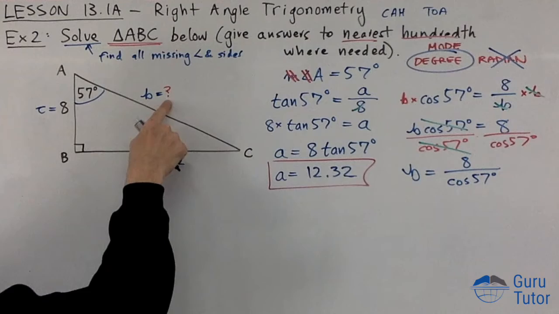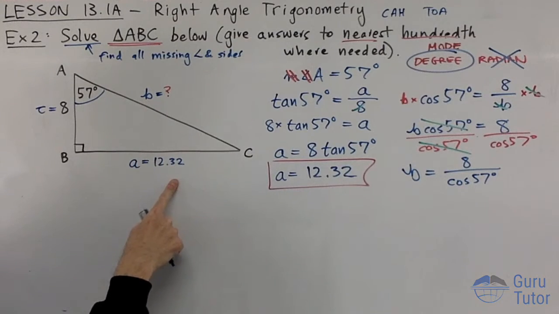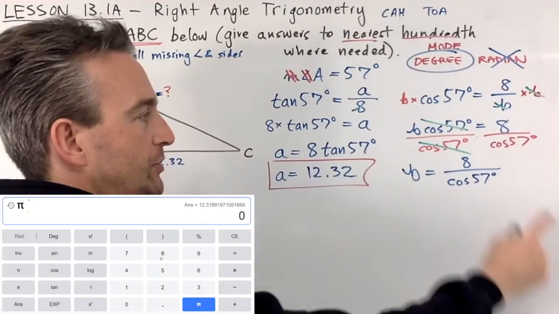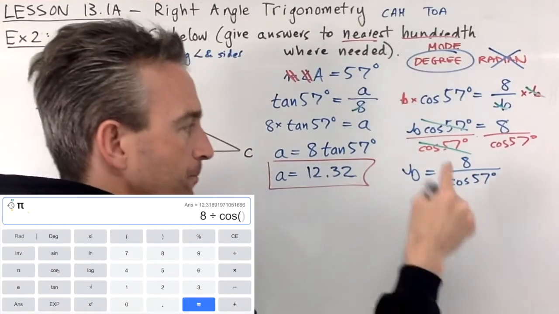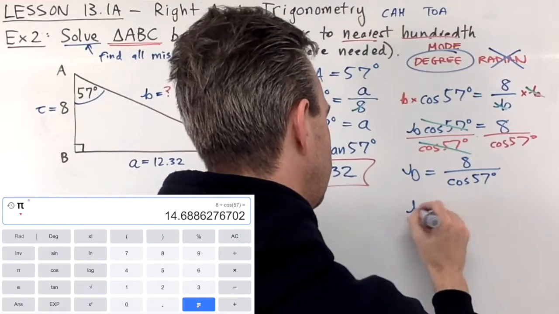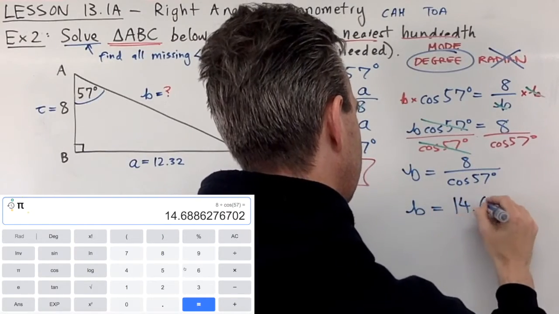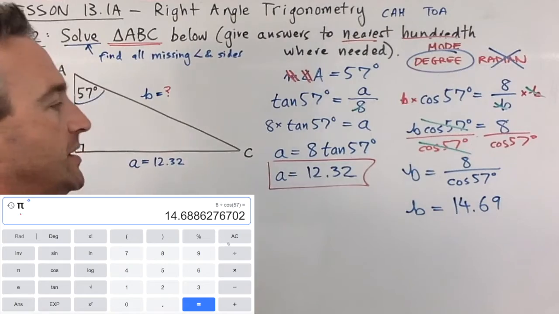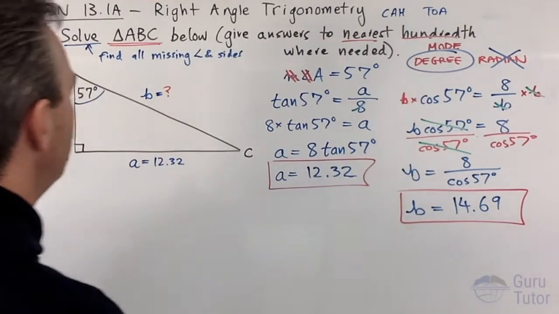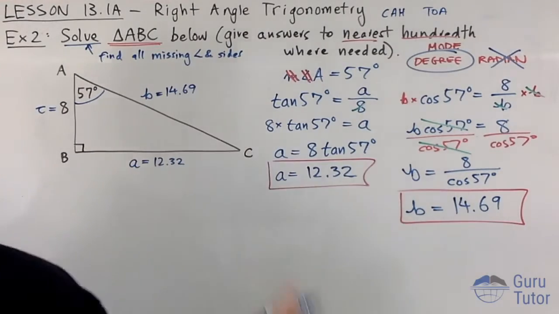Now looking at that, I think B is going to be longer than A, so B should be even bigger than 12.32. So on your calculator you do 8 divided by cos 57 close brackets equals, and that should give you 14.69 rounded to the nearest hundredth. How did you go with that? Check that. So we now know B, 14.69. And we're getting pretty close.